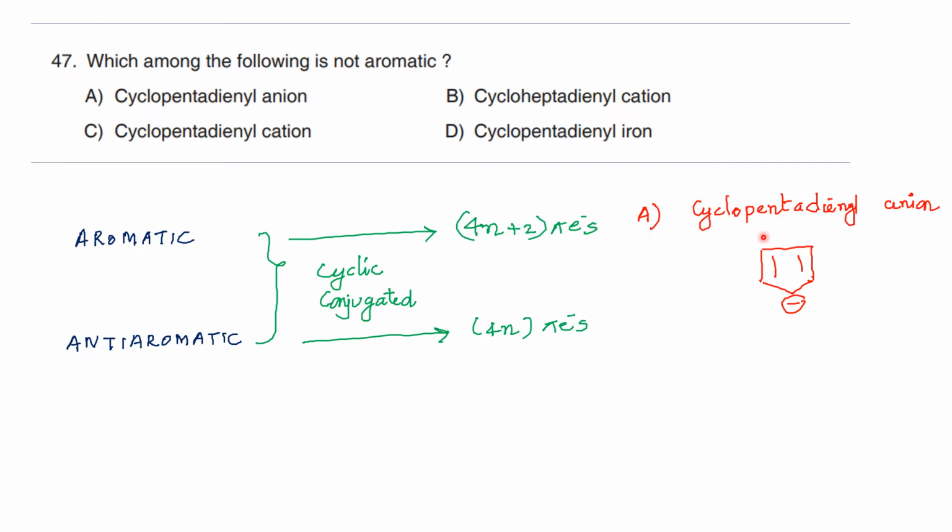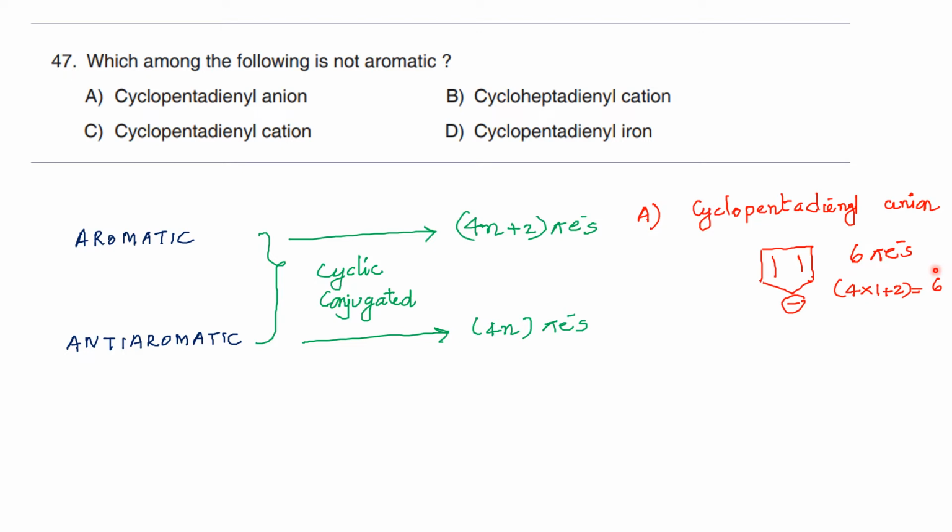When you look at the first option, which is cyclopentadienyl anion, this is the structure of cyclopentadienyl anion. So this is a cyclic compound and it is conjugated because you have alternate double and single bonds, and this negative charge is also considered as a bond. Therefore, this is conjugated as well. When you consider the number of pi electrons, it is 2 plus 2 plus 2, which is 6. So 6 satisfies the condition for 4n plus 2 where n is equal to... I'm sorry, n is equal to 1. That is 4 into 1 plus 2. That makes a total of 6 pi electrons.